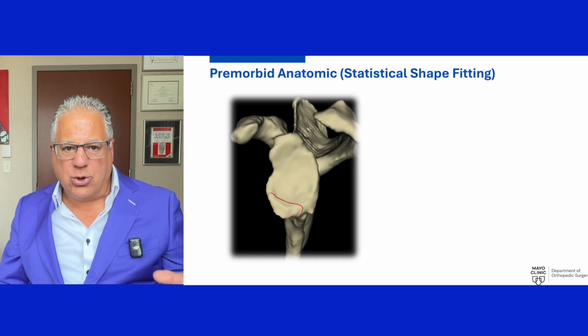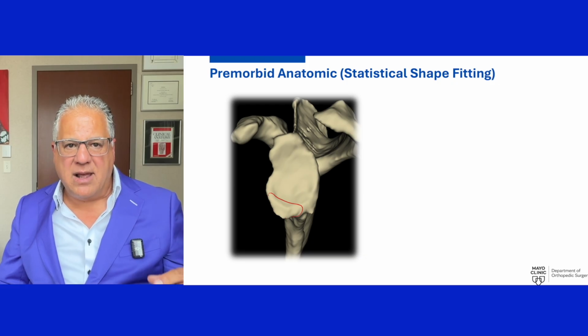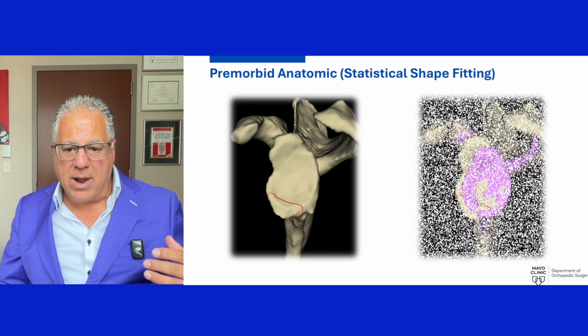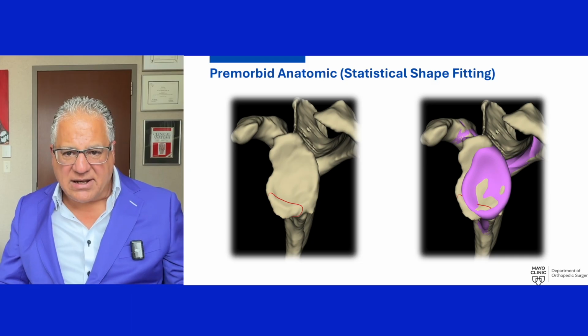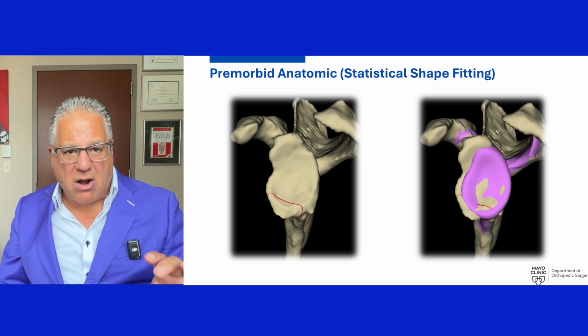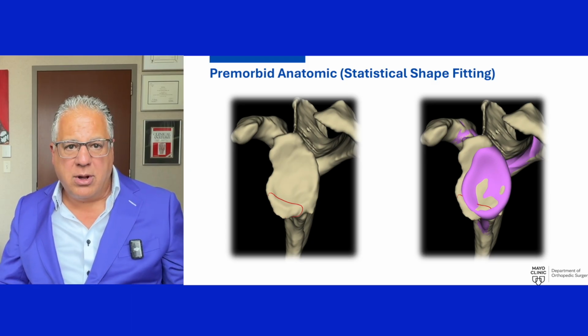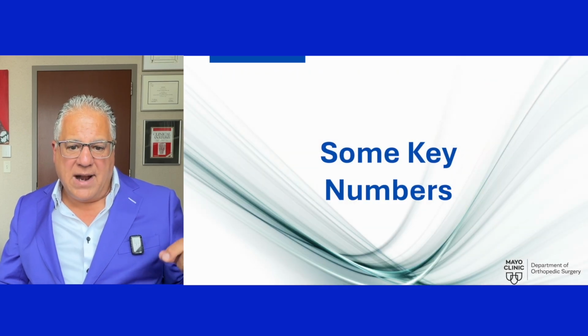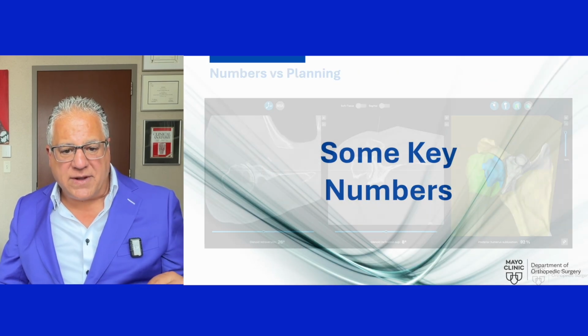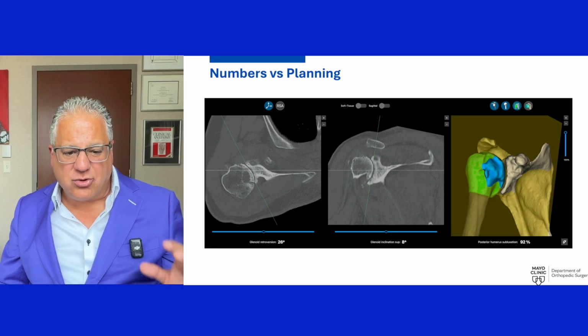We now have a tool that, using statistical shape fitting, can predict the premorbid anatomy for each shoulder. You can see here the shoulder with some osteophytes and some bone loss, and we can easily overlay the 3D rendering of the statistical shape fitting to understand where the glenoid bone was before erosion happened or before formation of osteophytes.